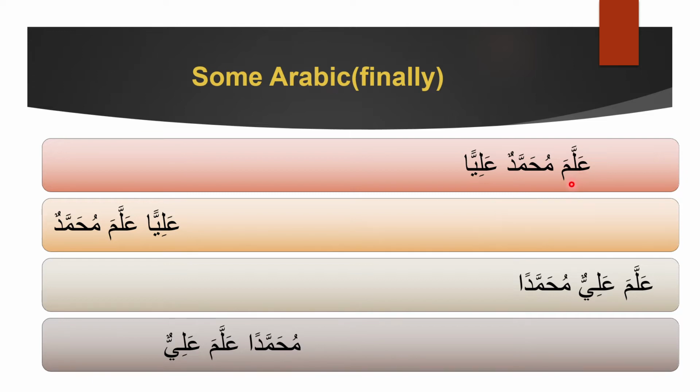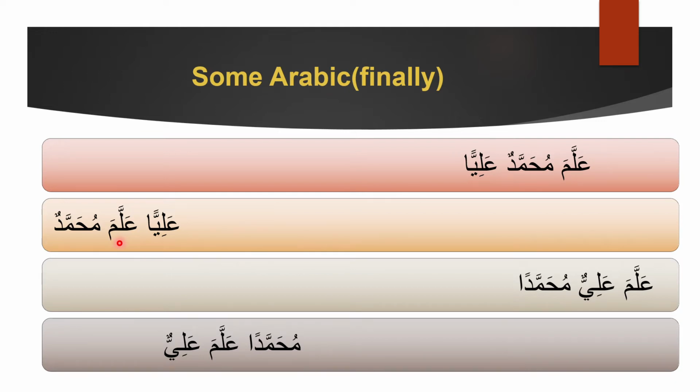Allama, this one, it means he taught. Now who taught? We don't know yet. Muhammadun, it's a name, Muhammad. Ali, it's a name, Ali. So we know Allama means taught. Muhammad is a name, so it can be a doer or a detail, and Ali can be a doer or a detail, same, right?